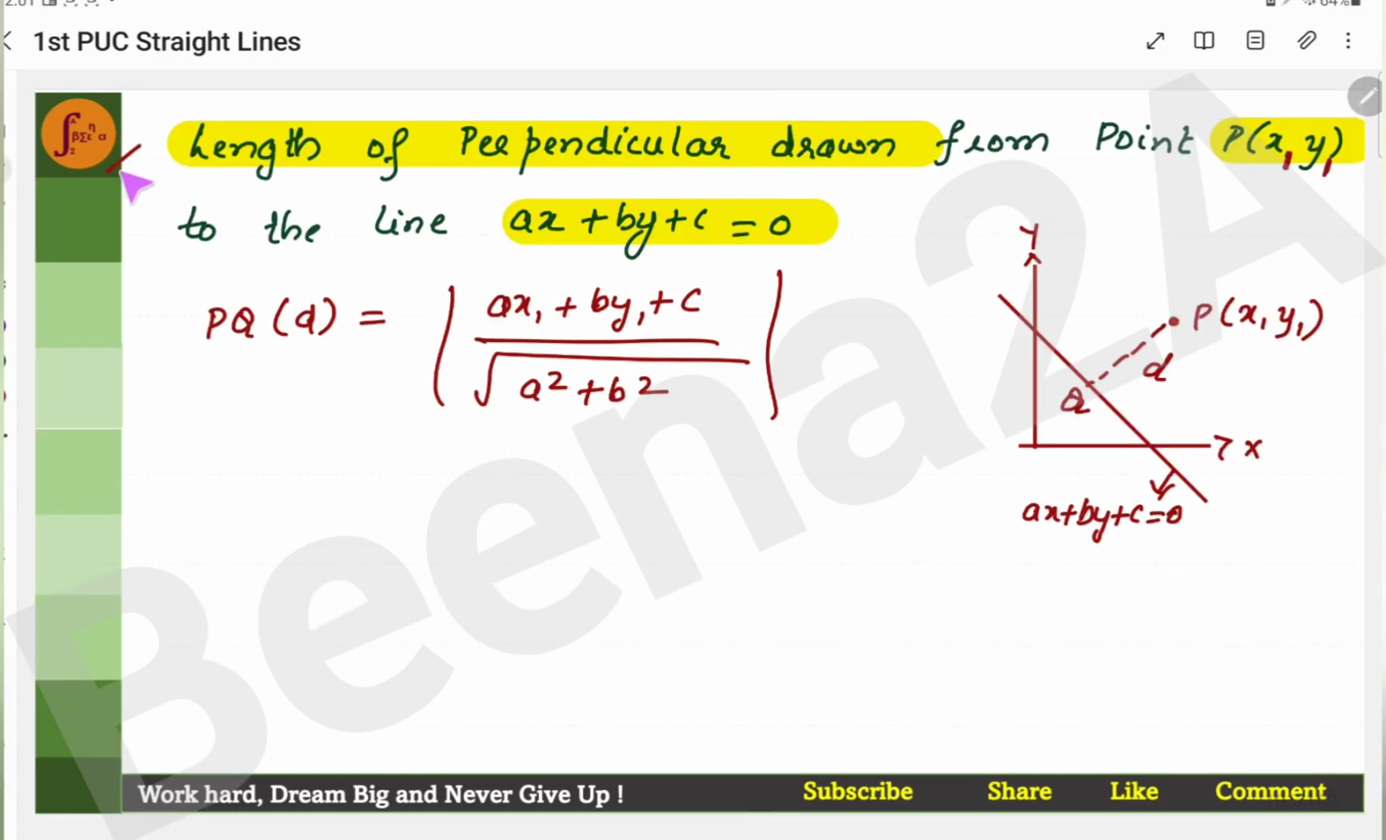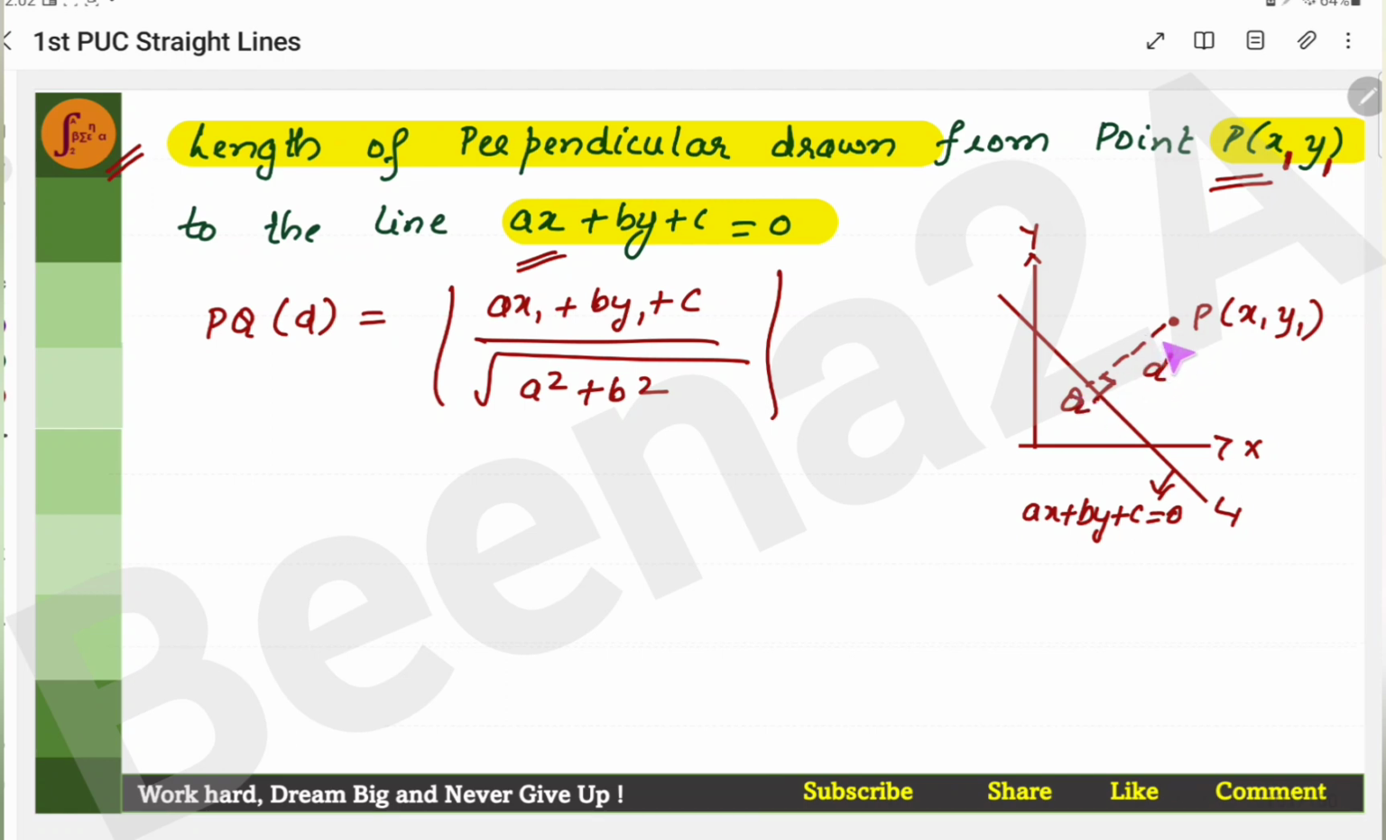So let's look at another topic: finding the length of the perpendicular drawn from a point to the line. You have the line equation given and you have the point given. This entire thing is the line, and this is the point. You want to find the distance of this point to this line. Distance is always perpendicular, so you should draw a perpendicular straight line. This will be 90 degrees.